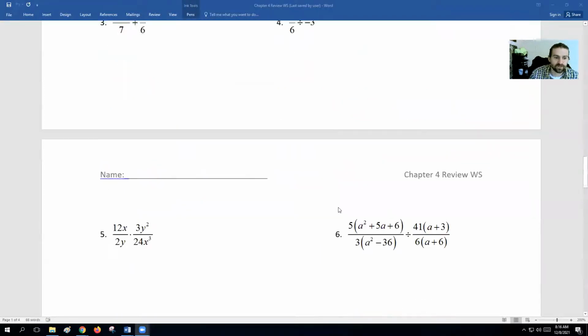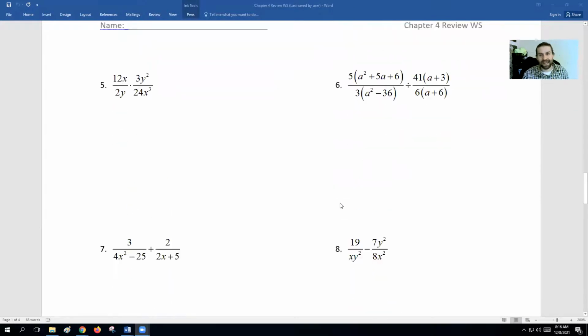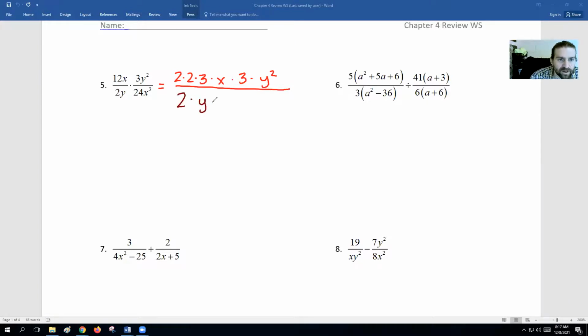All right. So those rules don't change when we have expressions. Let's break down the 12x. 12 is 2 times 6, and 6 is 2 times 3. So 12 is 2 times 2 times 3, and x is just x. 3 is just 3, and y squared. We could put y times y, but I'm going to just put y squared. On the bottom, 2 is 2, y is y. And let's see, 24 is 2 times 12. 12 is 2 times 6. 6 is 2 times 3.